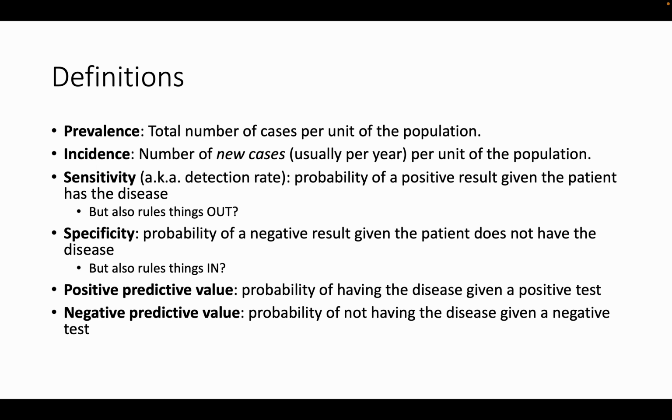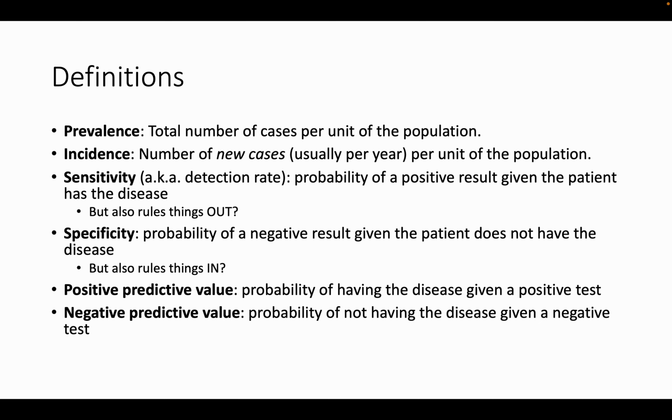So let's get started. To begin, we'll just go over some quick definitions. Prevalence is the total number of cases per unit population. Incidence is the number of new cases, usually per year, per unit of population. Sensitivity, which you can also call the detection rate, is the probability of a positive result given the patient has the disease, but can also rule things out, which is kind of confusing.